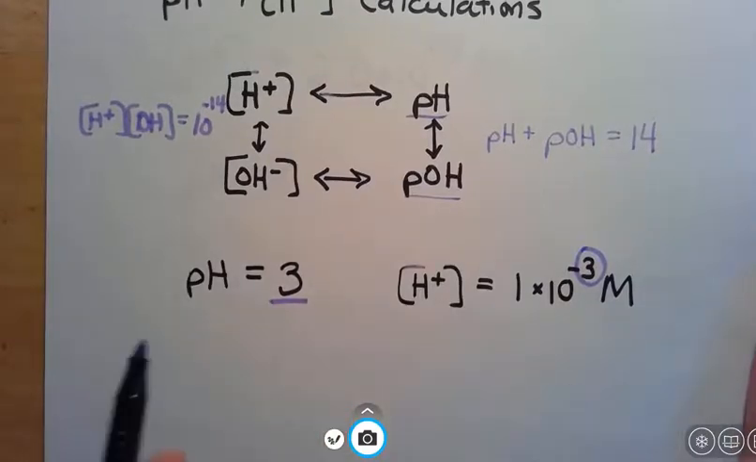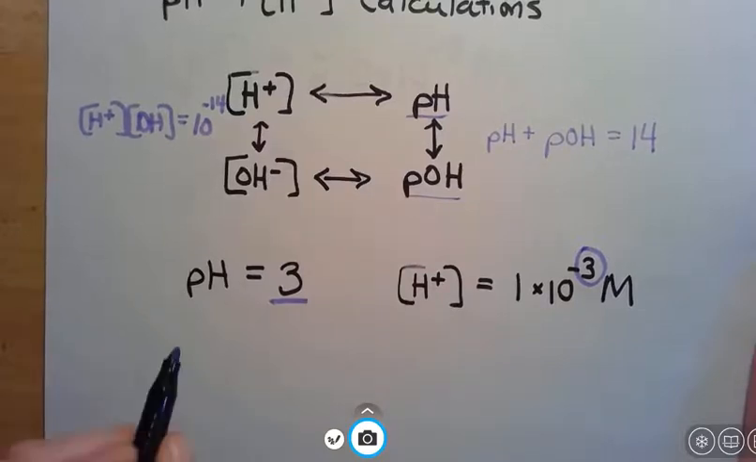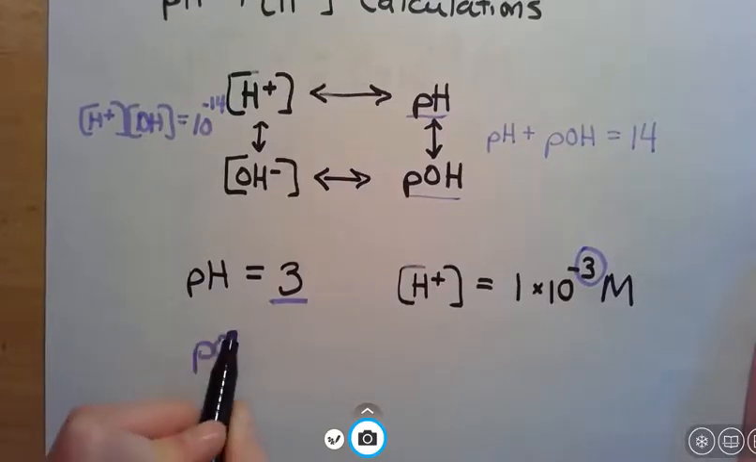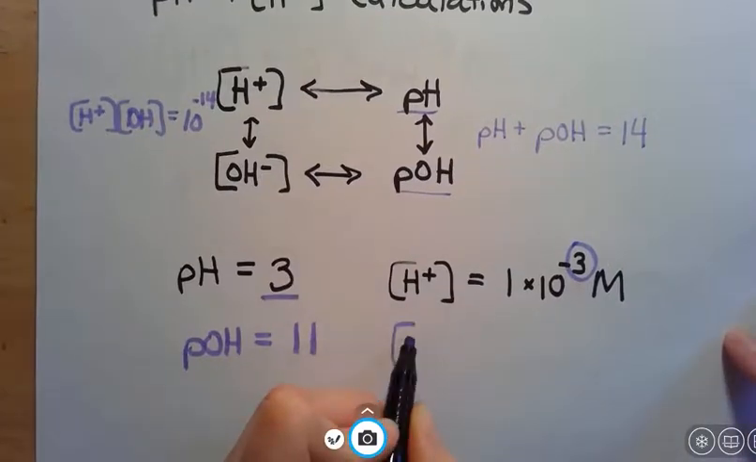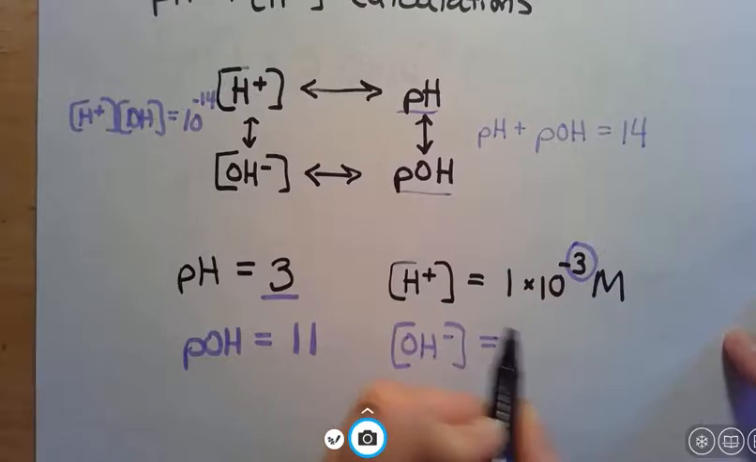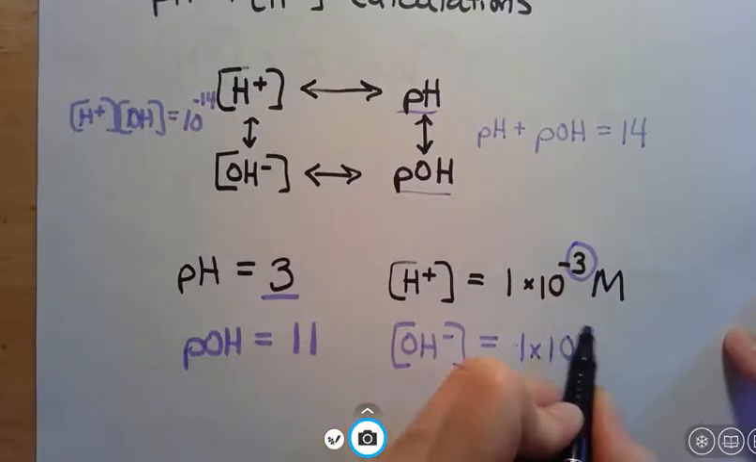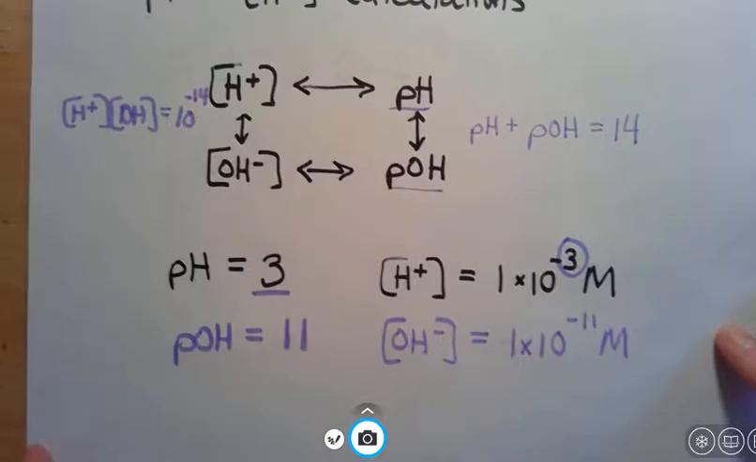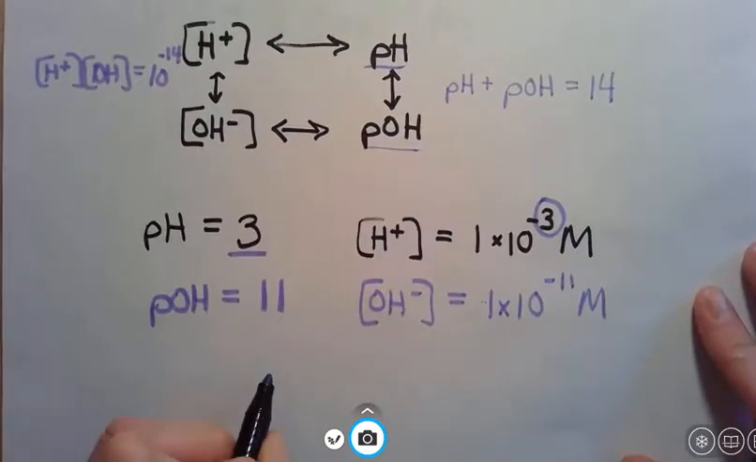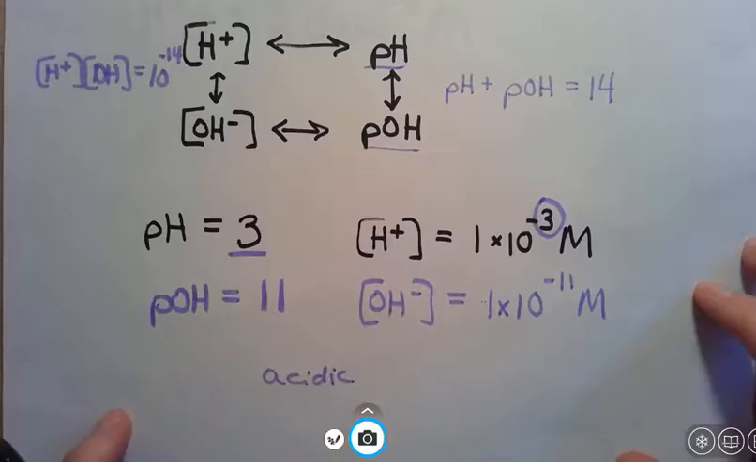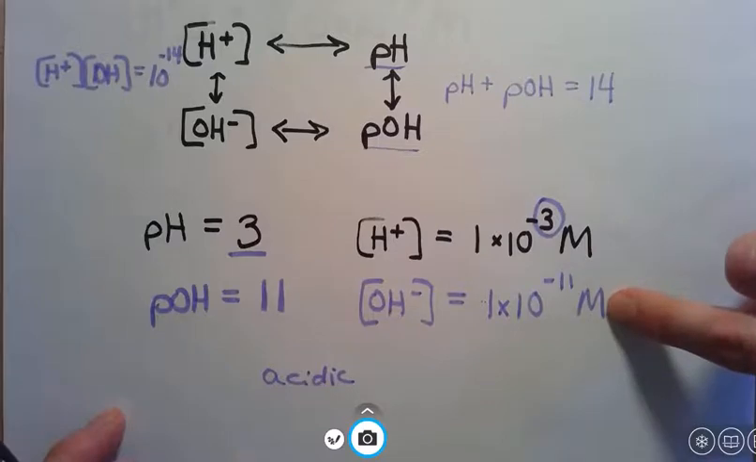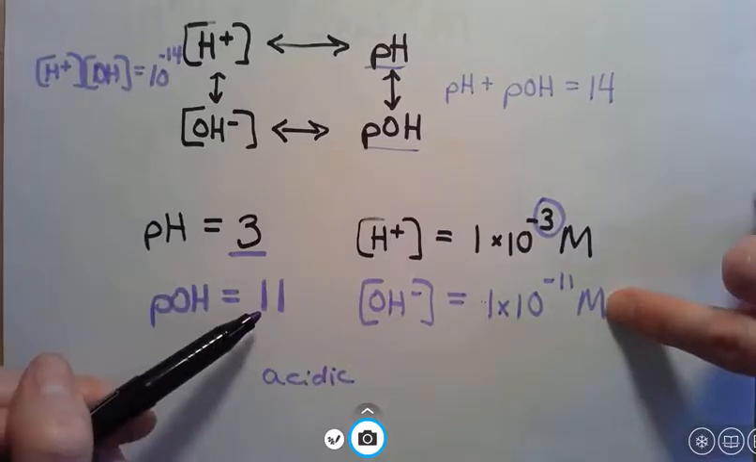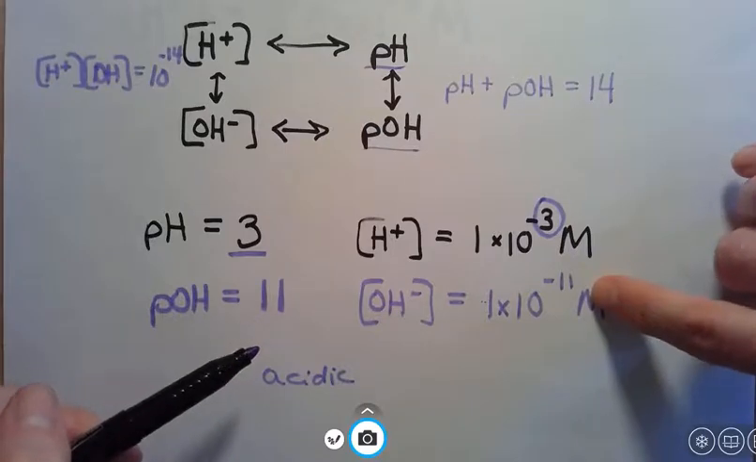What we can do with this then is we can also calculate the pOH of this solution. If I know that they have to add up to 14, then the pOH of my solution is 11. Or the hydroxide ion concentration in this bottle of Coke is 1 times 10 to the negative 11 molar. This means that for a bottle of Coke it is very acidic because it contains a significantly higher amount of hydrogen ions compared to hydroxide ions. So these two numbers add to 14 and these two numbers multiply to 10 to the negative 14.